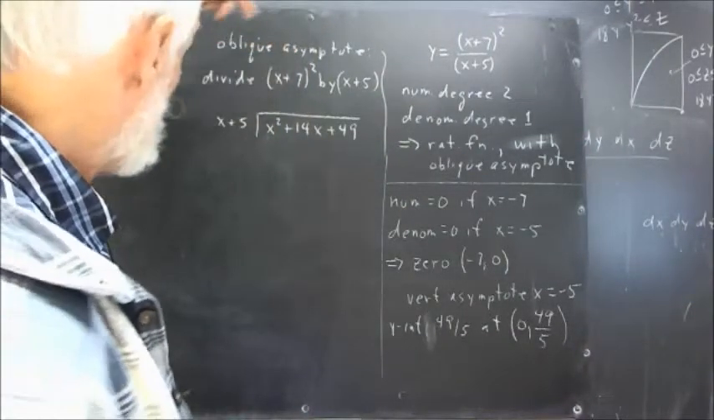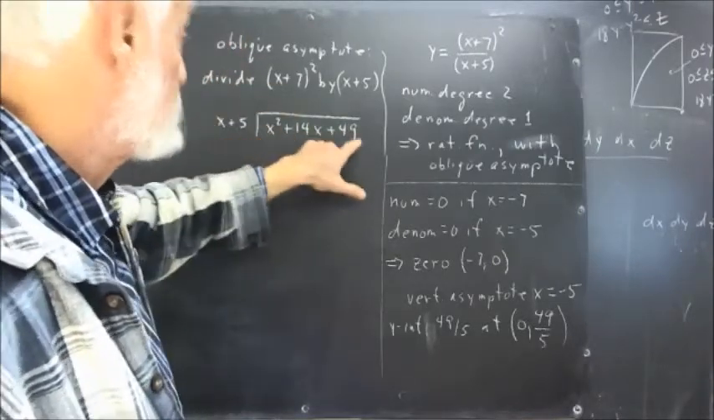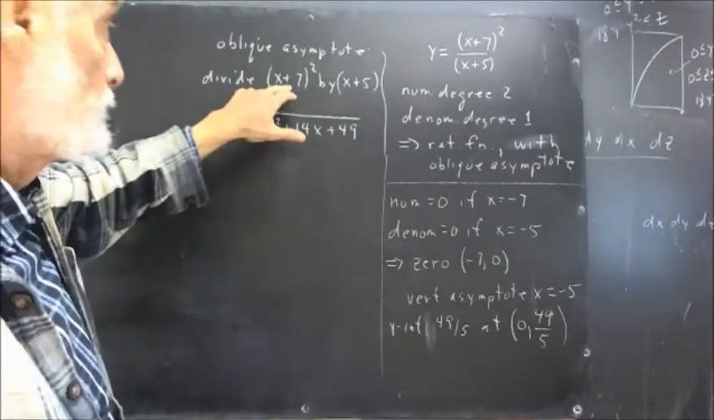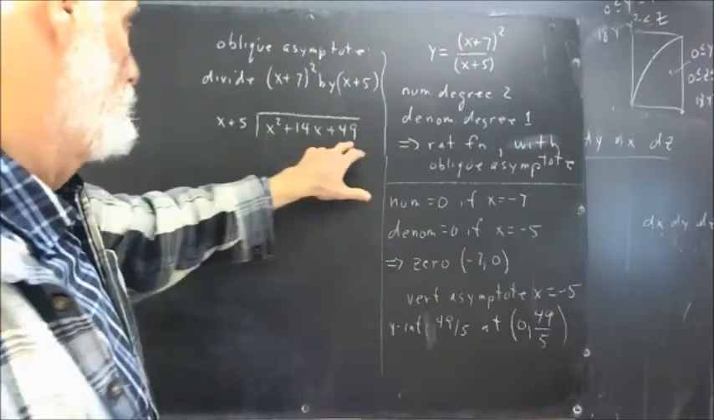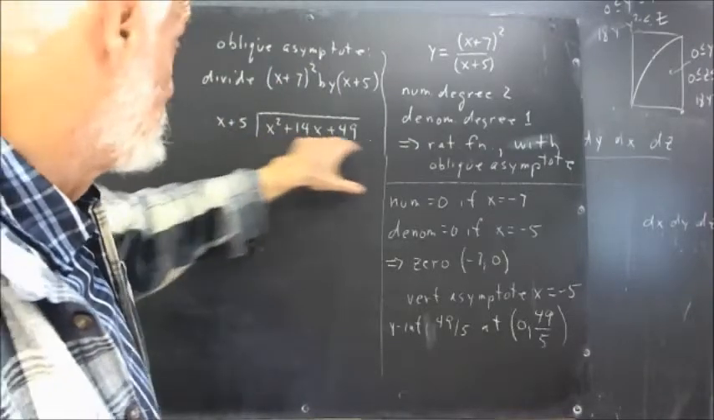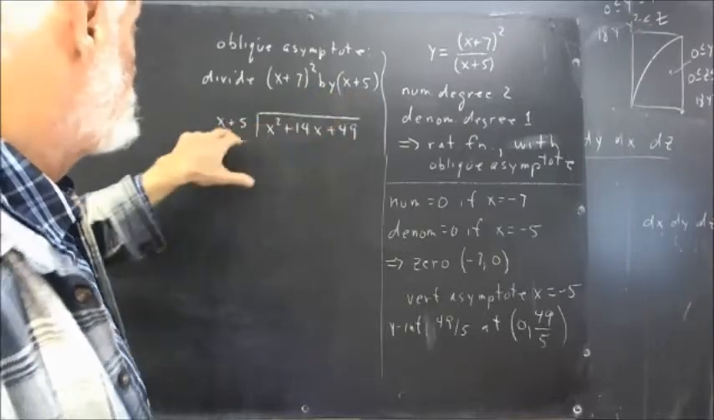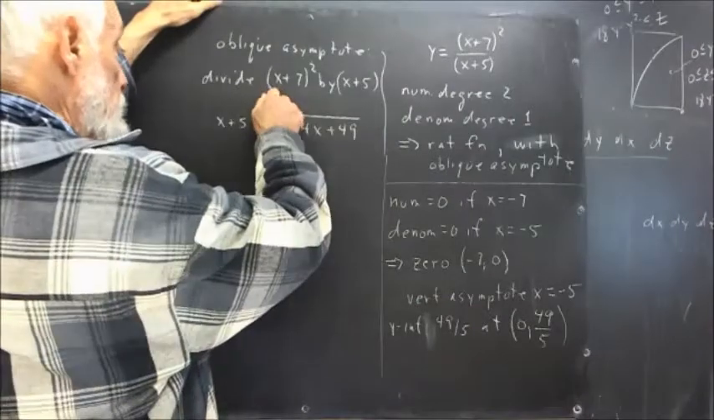Okay, we have an oblique asymptote. Because the degree of the numerator is 2, the degree of the denominator is 1. Now, the numerator is (x plus 7) squared. We square that, and that's very easy to square. We get x squared plus 14x plus 49. And we're going to divide that by the denominator. We're going to do a long division. Long division in this case is fairly simple.